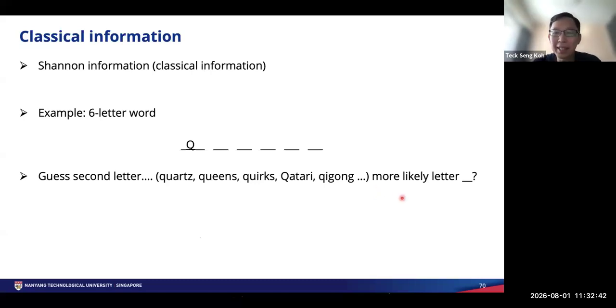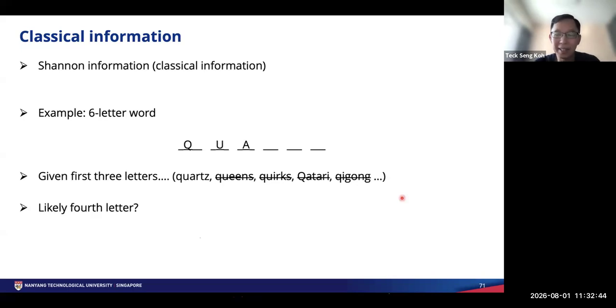Now suppose I tell you the second letter and the third letter is Q, U, and A. Then you start to be able to get more information, right? You can strike out a lot of words. Maybe quartz is one of them. So what do you think is a likely fourth letter? Put your guess in the chat. It'll be interesting to see your guesses. So I'll pause here for a minute. You can type into the chat.